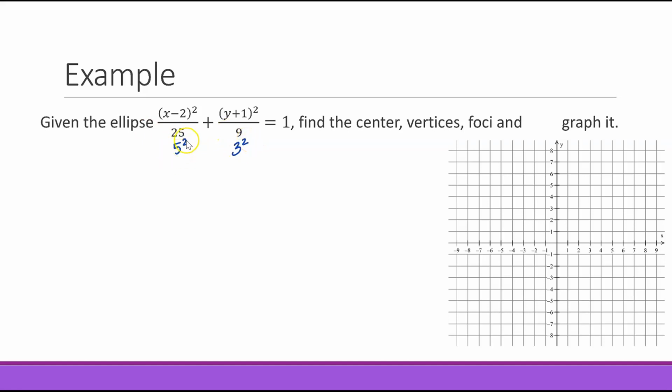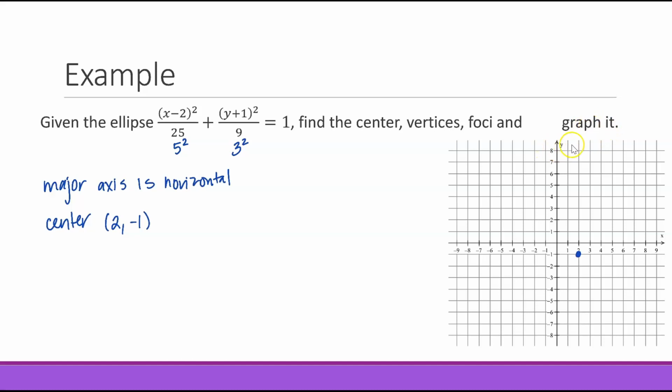Since 5² is the bigger denominator and it corresponds to x, we know that the major axis is going to be horizontal. And we'll start by identifying the center. The center is (h, k), the opposite of the number by x, and the opposite of the number by y. So my center is positive 2, negative 1. So I'm going to go ahead and start by plotting that value at (2, -1). Now we have to find the vertices, foci, and graph it.